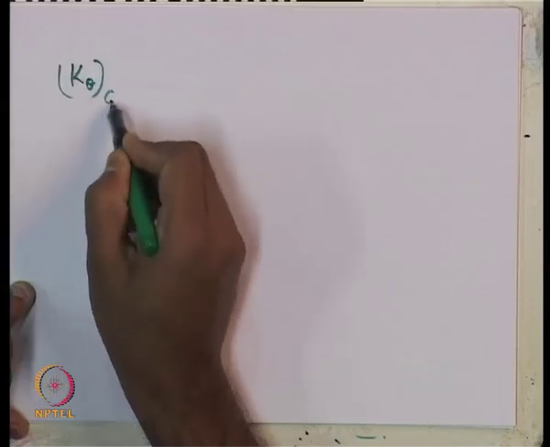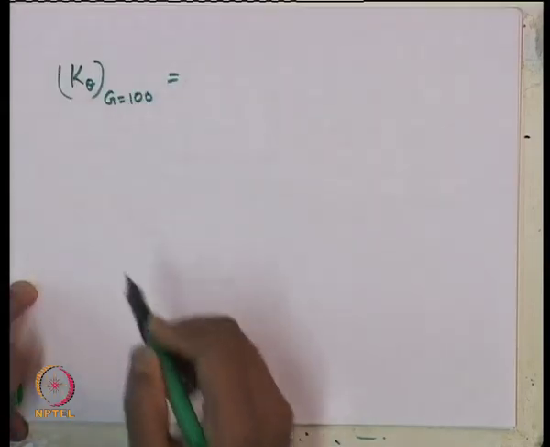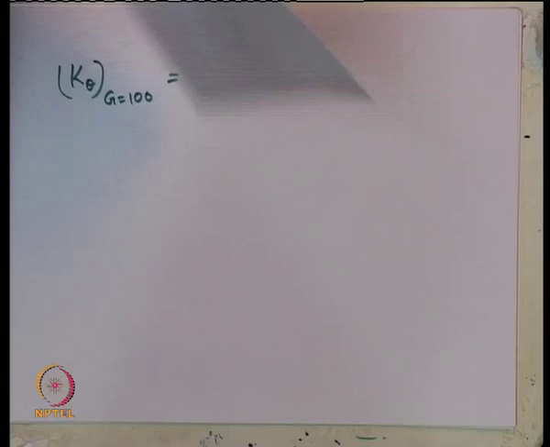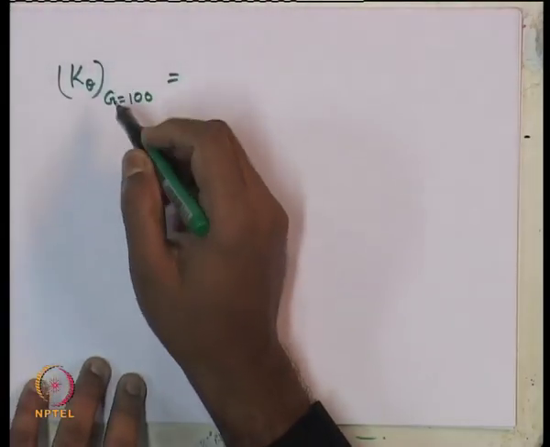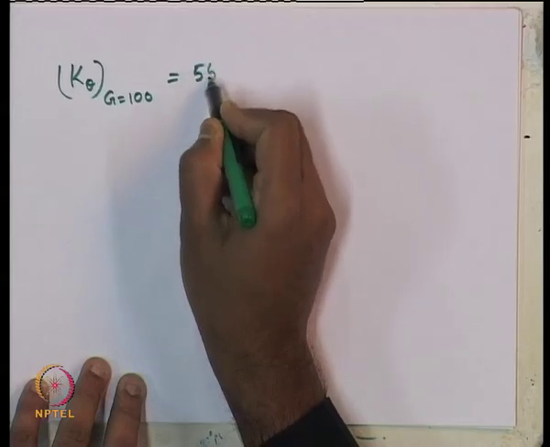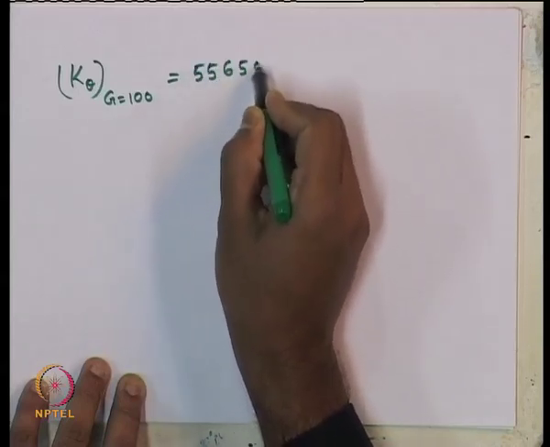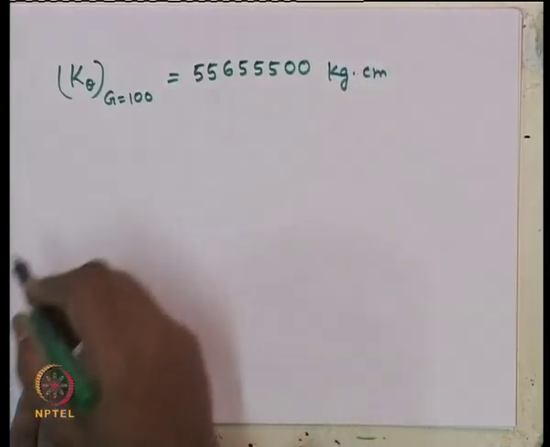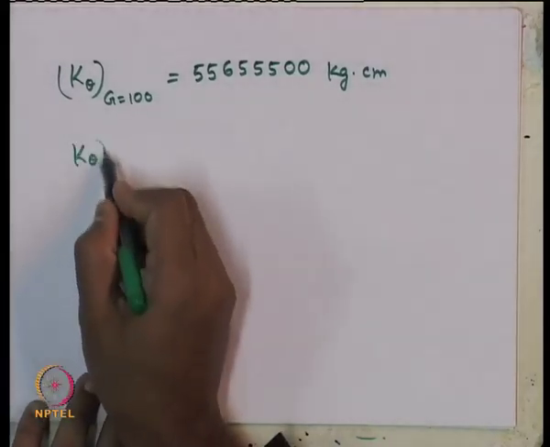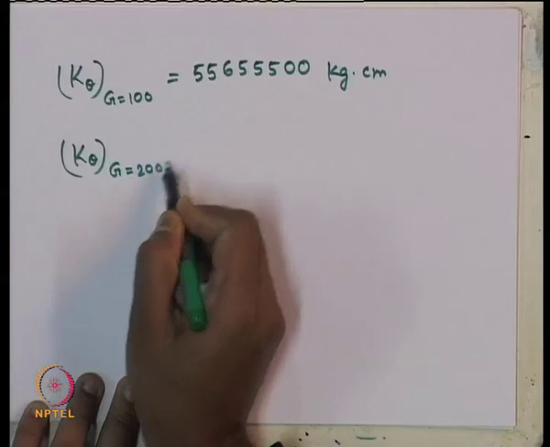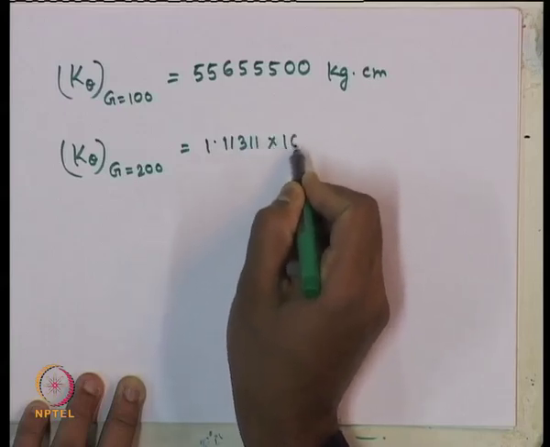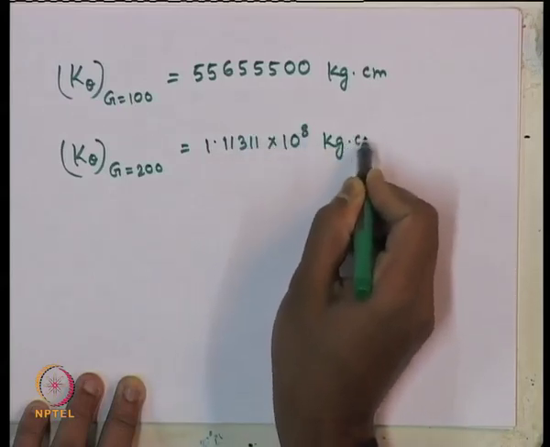Next, for k theta with g equals to 100, the only change is that this one will become 100. So, it is linearly proportional, double of this. So, we get 55655500 kg force centimeter, and k theta for g equals to 200 is double of this. So, 1.11311 into 10 to the power 8 kg force centimeter.